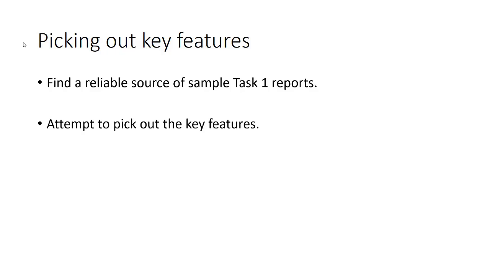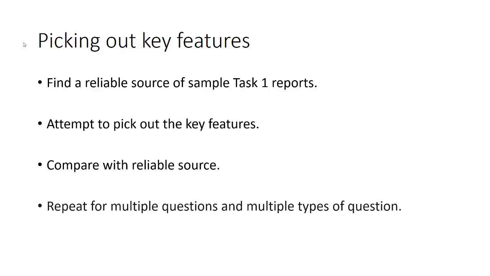Attempt to pick out the key features yourself. So don't look at the sample answers, just look at the question and try to pick out the key features. 2 things, 3 things, 4 things. It's always different depending on the data, but have a look and try and pick those out yourself. And then compare it with the sample answer, with the reliable source. I put reliable in here because if you're using unreliable sample answers, you're going to get in a lot of trouble. Repeat for multiple questions and multiple different types of questions.